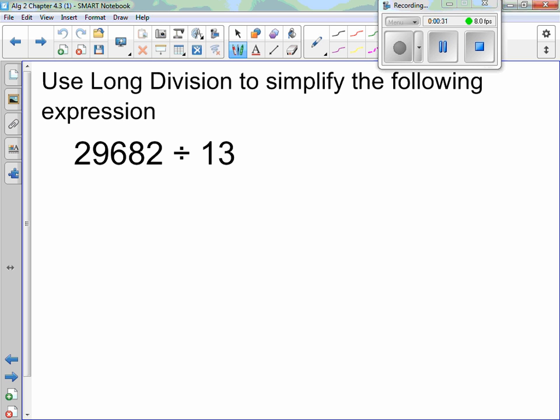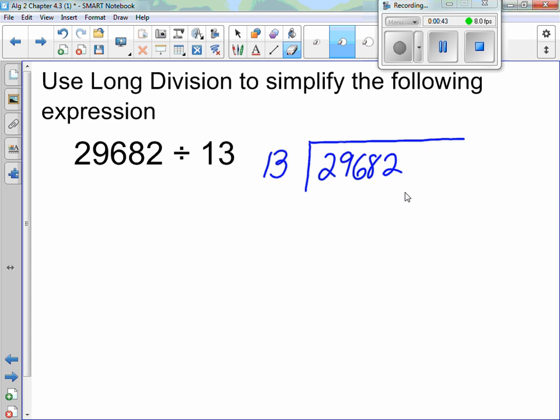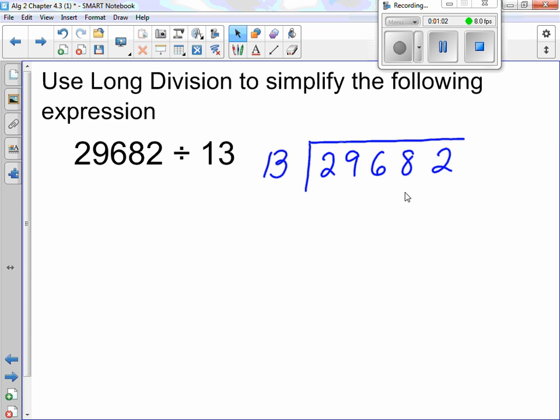But before we get too far into dividing polynomial functions, we're just going to use long division on 29,682 divided by 13. I'm going to write that a little bit more spaced out. So this here is not something you've done for a while. You've done this before. You did this in Algebra 1 and before. It's just been a while since you've actually written out long division, done long division by hand.